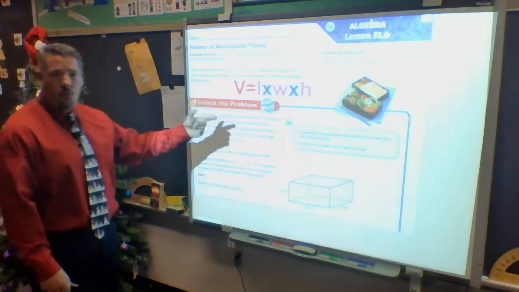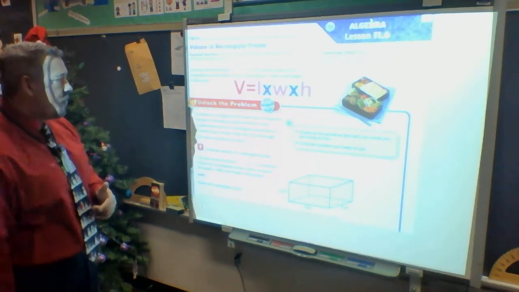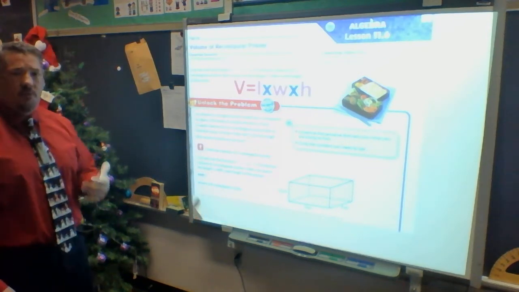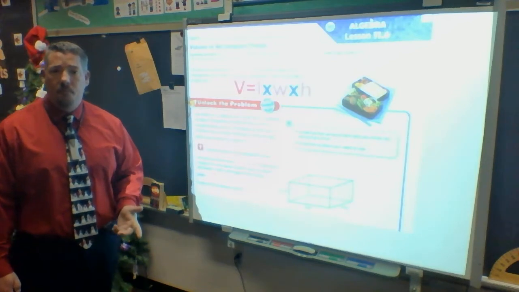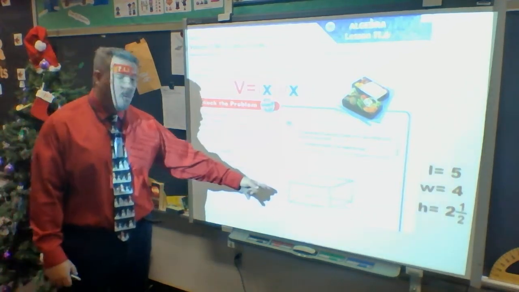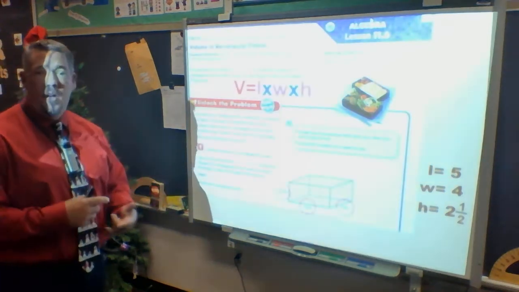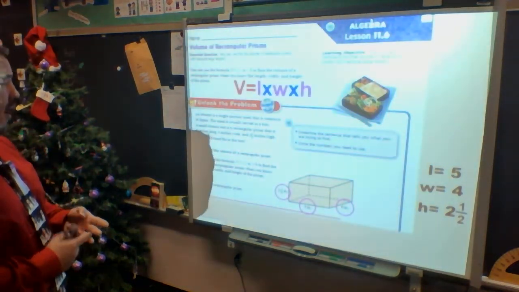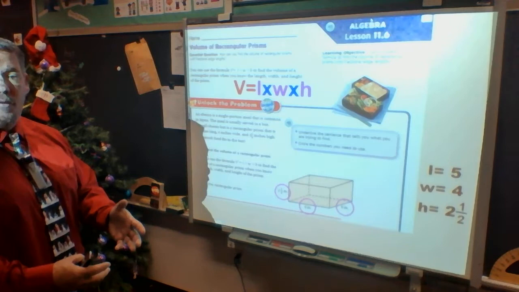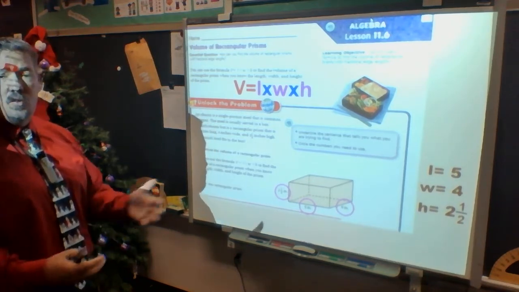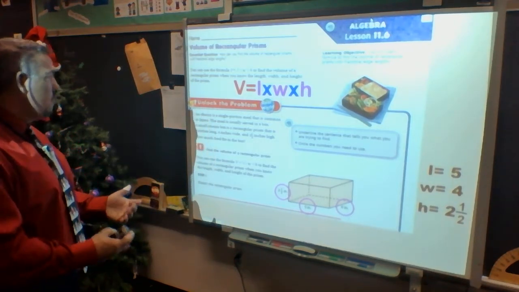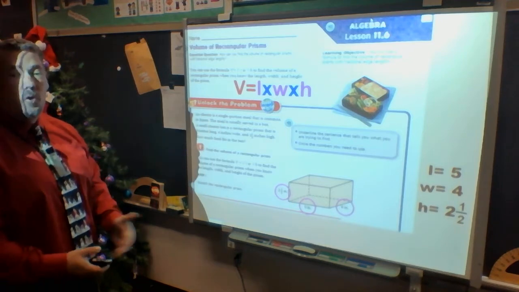Well, if I use the formula length times width times height, and I know that an algebraic equation has to have numbers, where do my numbers come from? Well, they came from this rectangular prism, didn't they? So down at the bottom, I have my length, I have my width, I have my height. My length is 5, my width is 4, and my height is 2.5. So I'm going to use that, and I want to then do my math.